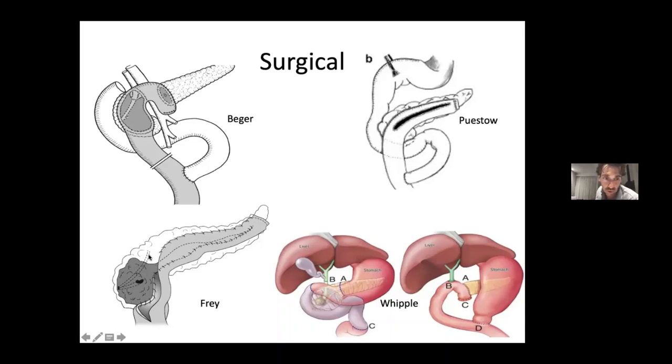And so patients who have got a lot of stones in the head of the pancreas, you would do a fray, and then do the same reconstruction. So this is a loop of jejunum, which you then suture onto the pancreas. And the pusto you can do for patients who don't really have a lot of head disease, but just a dilated duct.